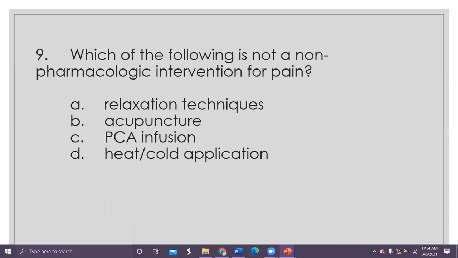Which of the following is not a non-pharmacologic intervention for pain? Relaxation techniques, acupuncture, a PCA infusion, or heat and cold application? C, right, because it is pain medication, just controlled by the patient.